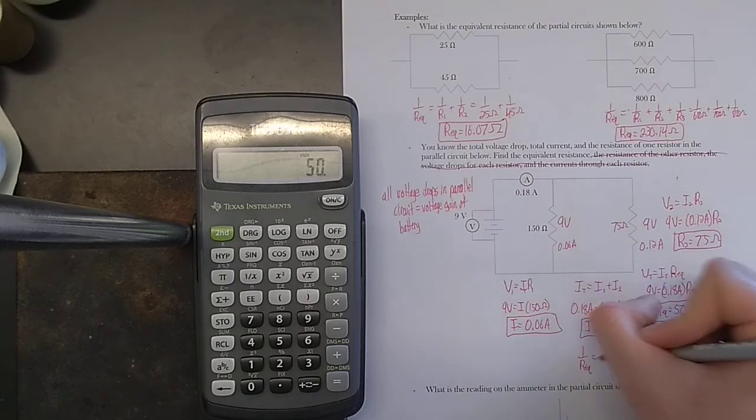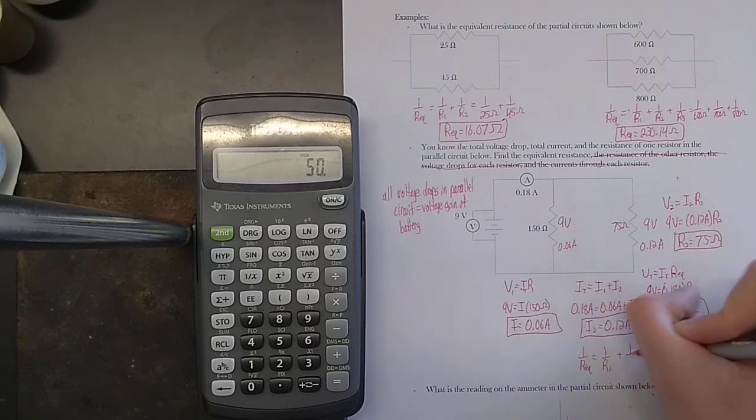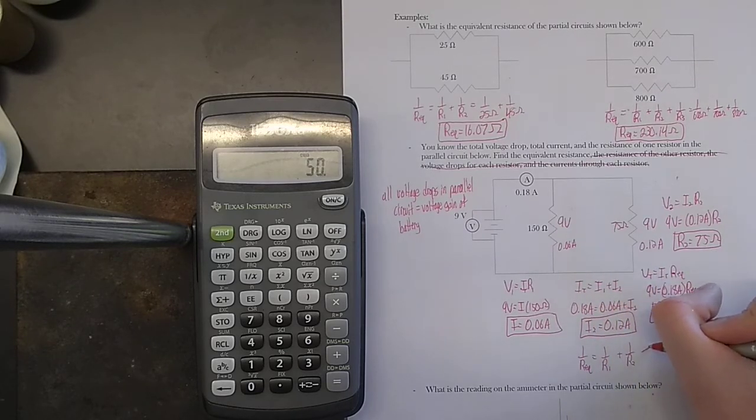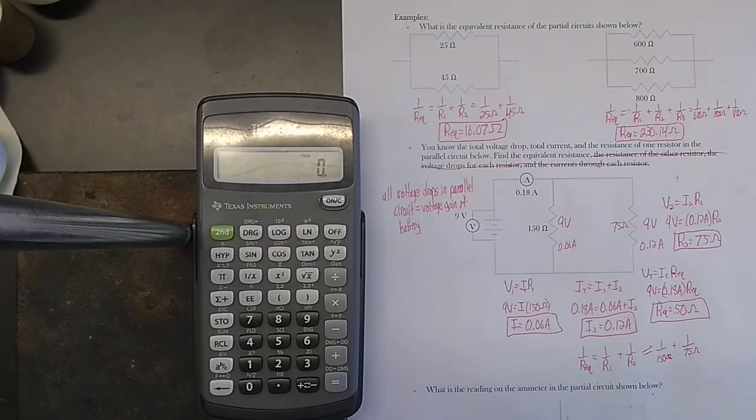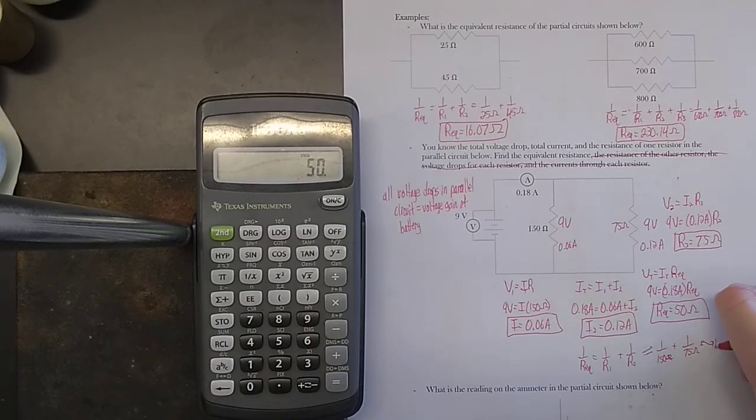1 over Req equals 1 over R1 plus 1 over R2. And sometimes you don't even really have to do all the math for this. This will be 1 over 150 ohms plus 1 over 75 ohms. If I need to get common denominators here, I multiply this by 2 over 2. I get 2 over 150, which would give me 3 over 150 when I add these together. If I take the inverse of 3 over 150, I get 150 divided by 3, which is 50. Req equals 50 ohms. You don't have to double check, but it is nice to know that everything worked out.